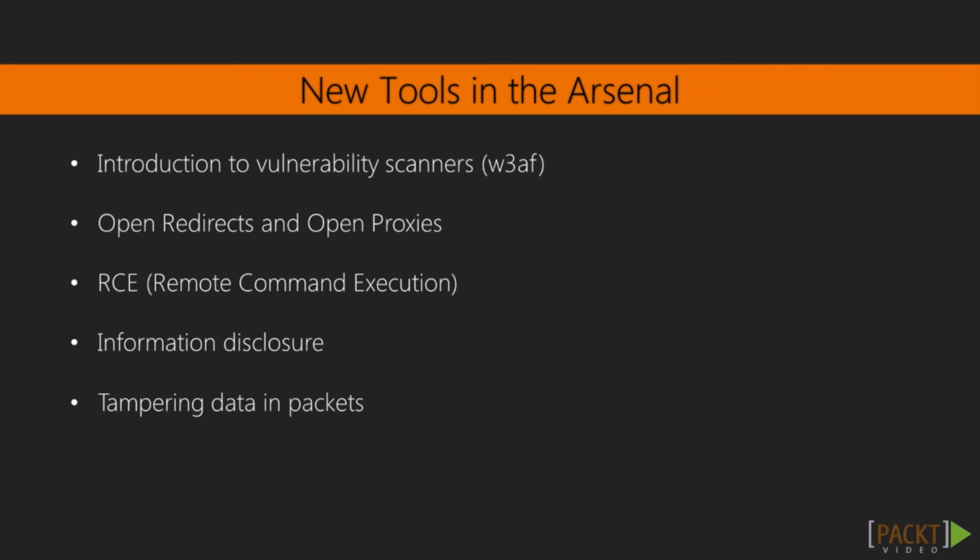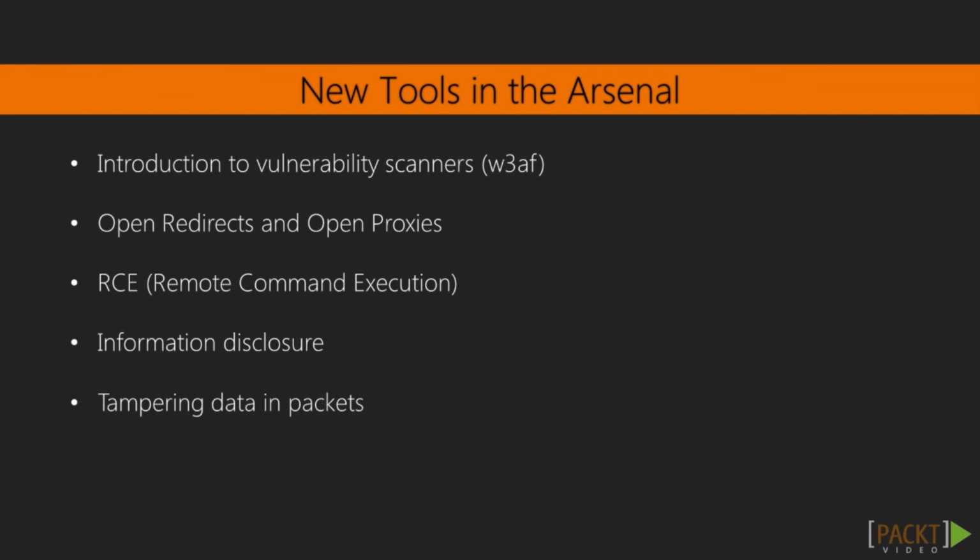And then we went on to learning about various different vulnerabilities in the section New Tools in the Arsenal, where we had an introduction to vulnerability scanners, which was W3AF, and then we looked at open redirects and open proxies and how these could be potentially used, and then we looked at remote command execution and how scary that could possibly be. And then we looked at information disclosure and what that could give to an attacker and how we can stop that so that they aren't able to fingerprint or find information that may affect users and the server that you're running on.